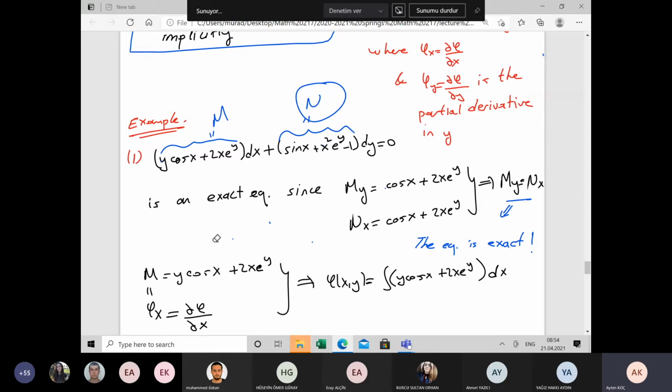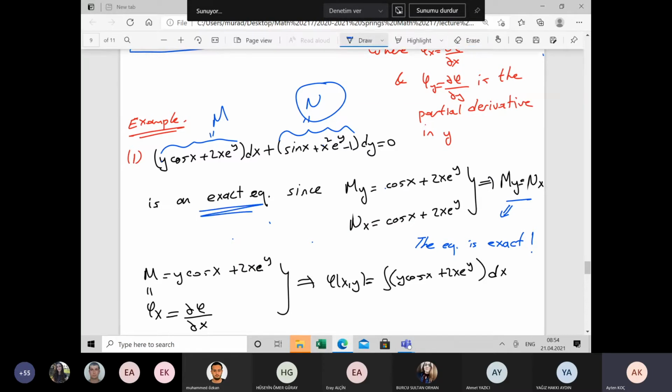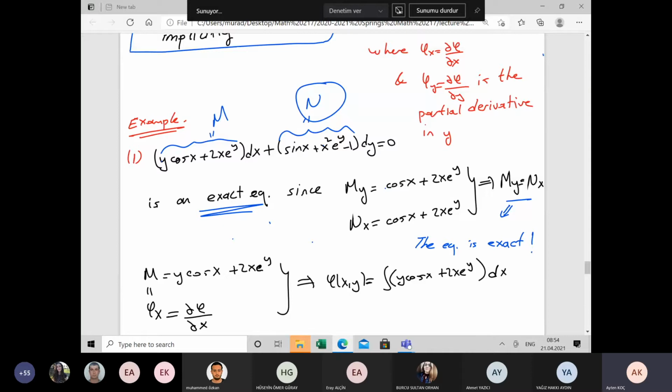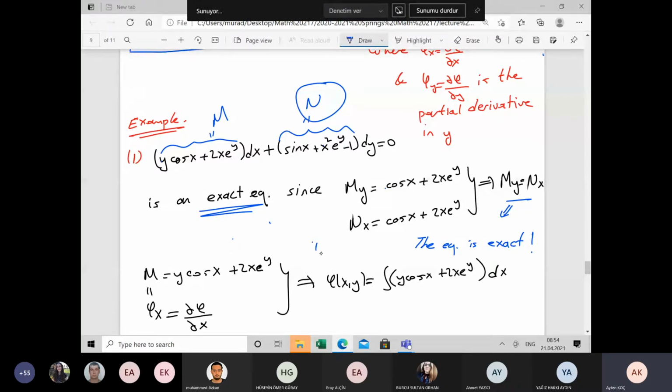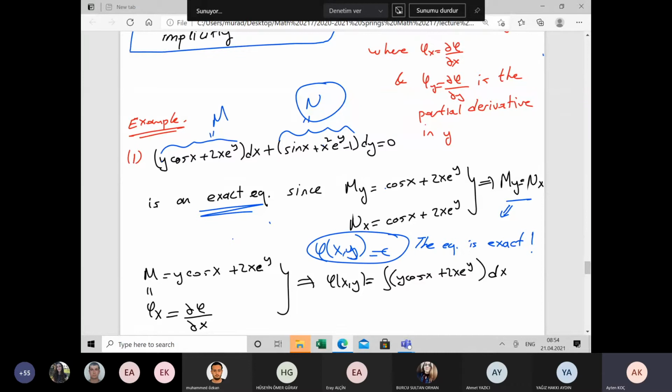So our equation is an exact equation, and we know how to find the general solution of an exact equation. The implicit general solution is phi(x,y) = c, and our aim is to get the function phi.